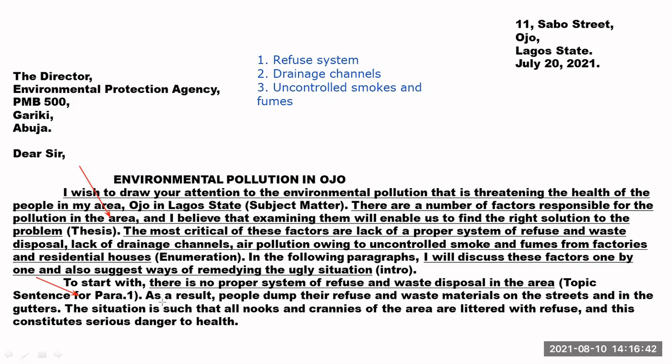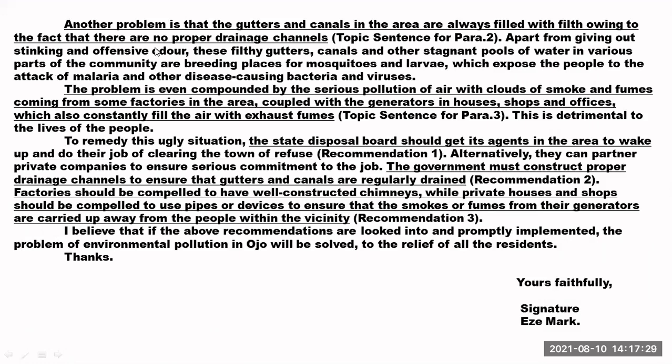So how do we discuss this? Now we say, as a result, people dump their refuse and waste materials on the streets and in the gutters. You see, we are painting a picture of how this causes pollution in the area. The situation is such that all nooks and crannies of the area are littered with refuse, and this constitutes serious danger to health. So you have painted a clear picture of how this constitutes serious environmental pollution in your area. Okay, so let's now move over to the next page, and then we discuss other paragraphs.